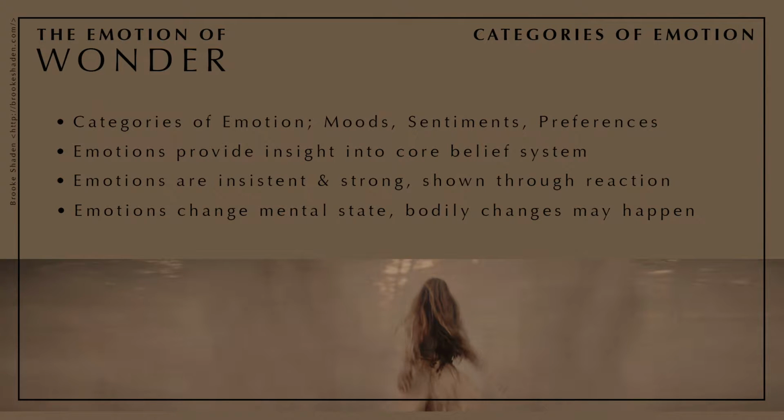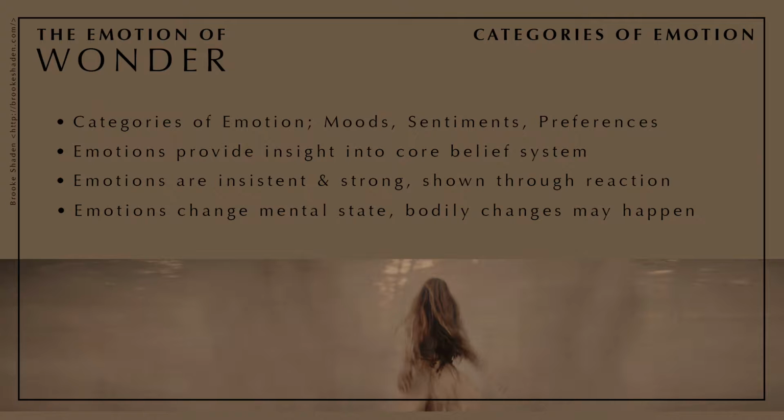Categories of emotion help determine the different types of emotions that are experienced, in order to situate how and why wonder might be felt and what stimulus might help develop the feeling of wonder. According to Keith Oatley, there is a family of emotional phenomena, different categories of emotion that help understand the subtle but distinctive nuances of emotion. These include moods, sentiments, and preferences.